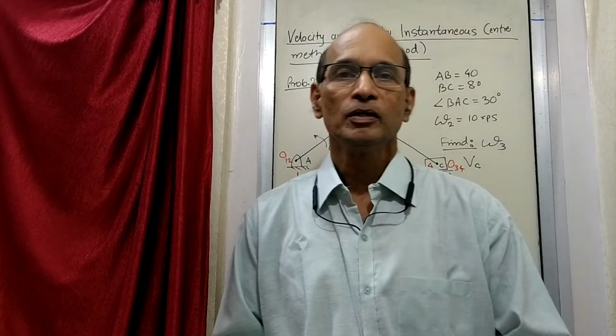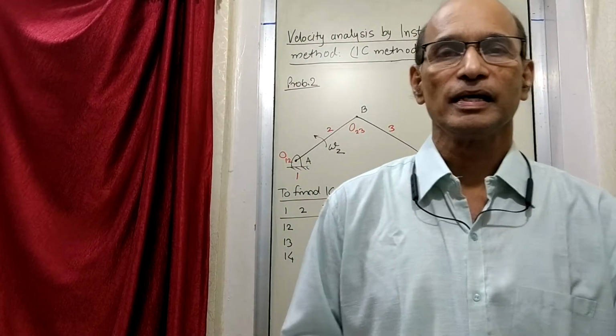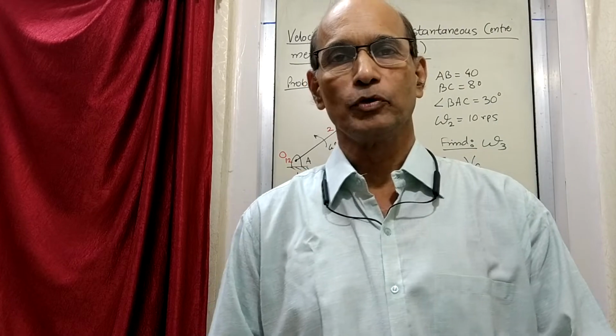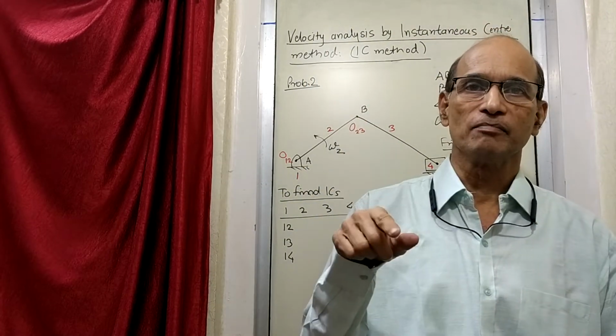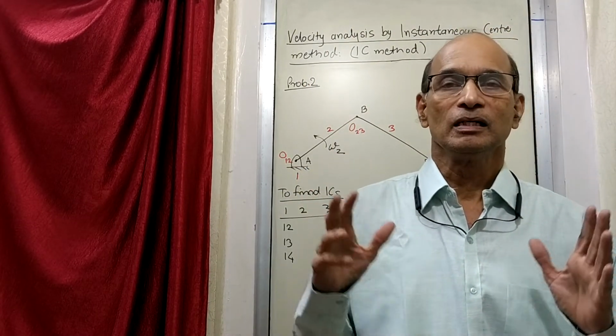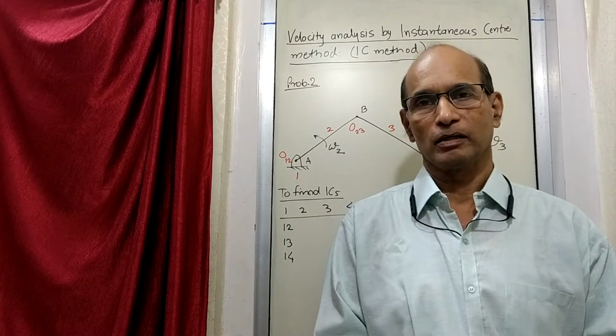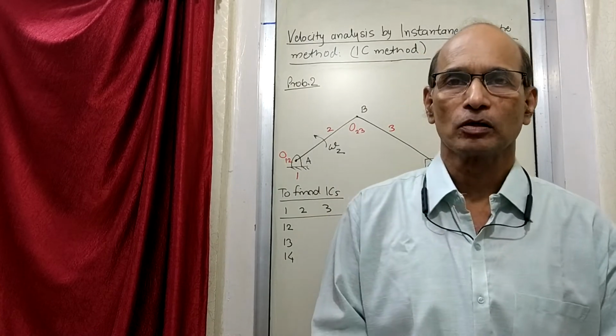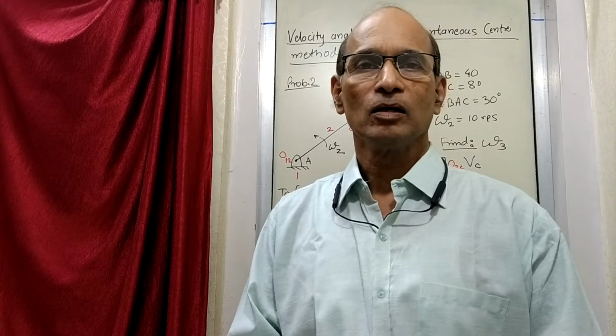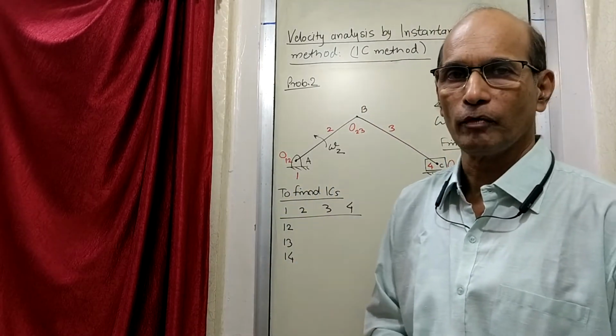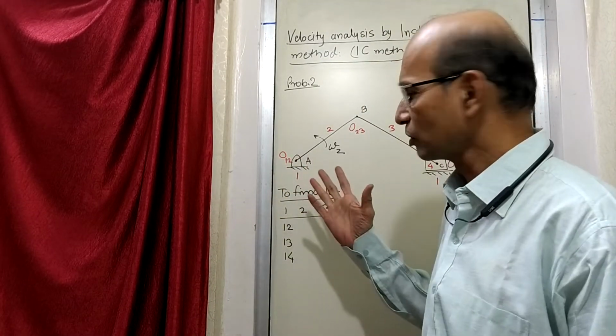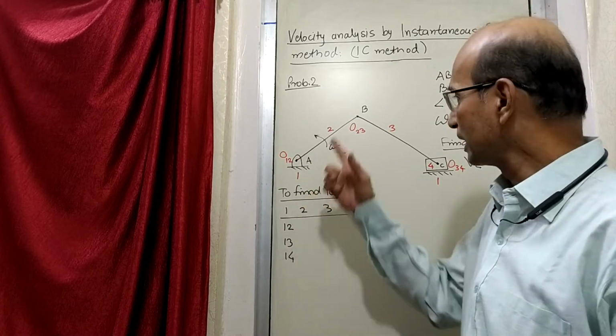Hello everyone, we have already started the instantaneous center method. Last time we saw how to handle a 4-bar mechanism, how to find out the ICs and how to make use of those ICs to find out the velocities of different points on the link. Now we will move further on the same lines, and today we take a mechanism which is already shown here, which is a slider and crank mechanism.